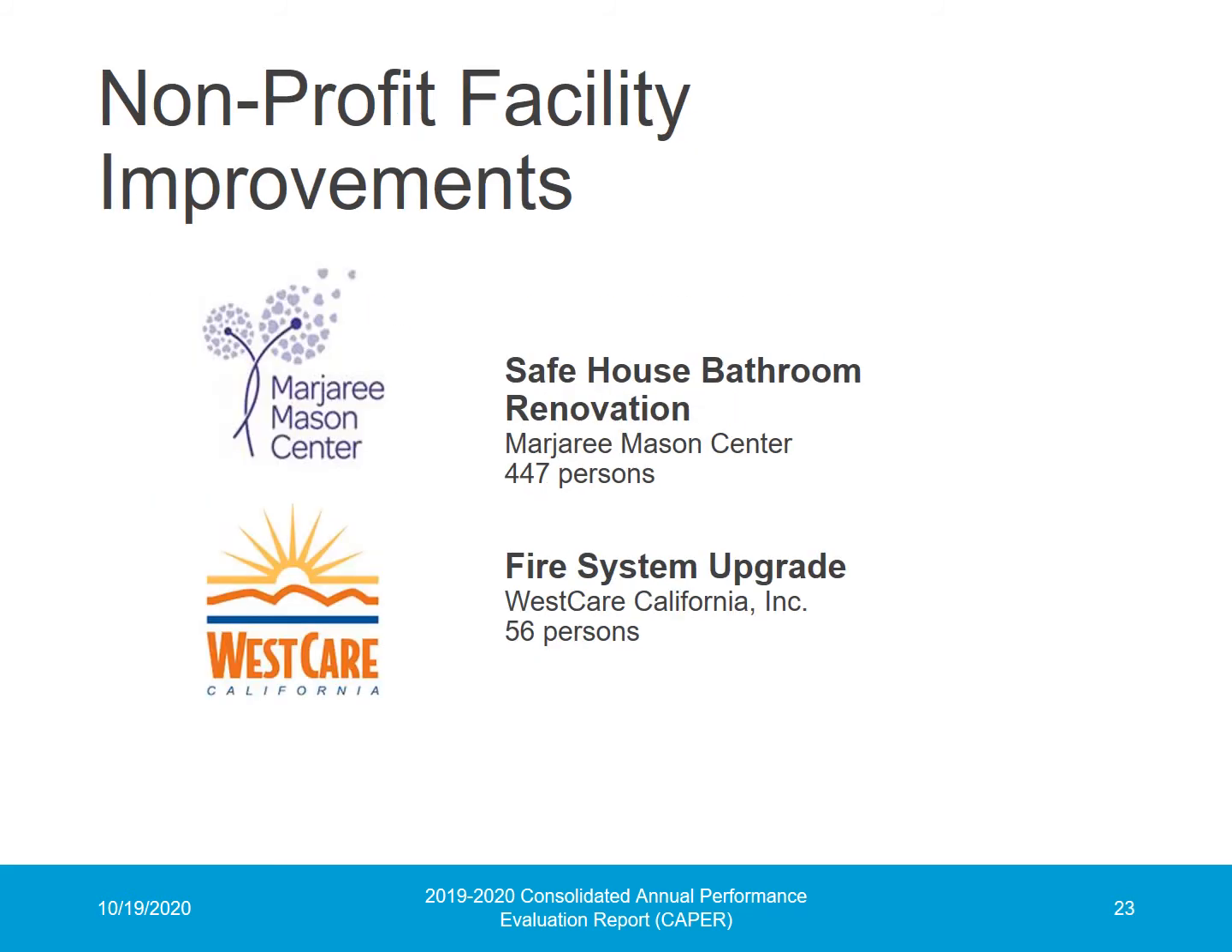2 nonprofit facilities received funding for facility improvements, which were completed during the program year. 447 persons benefited from the Marjorie Mason Center's Safe House bathroom renovation, and 56 persons benefited from the WestCare fire system upgrade.